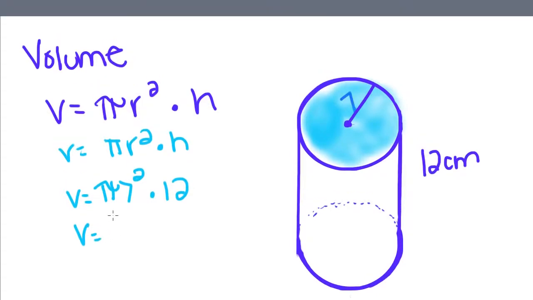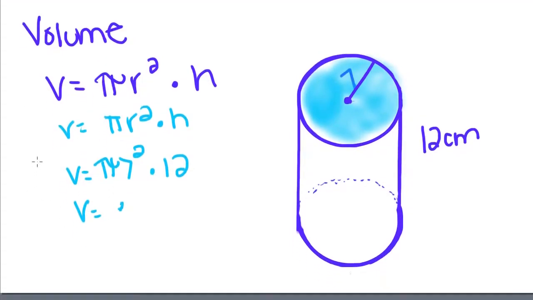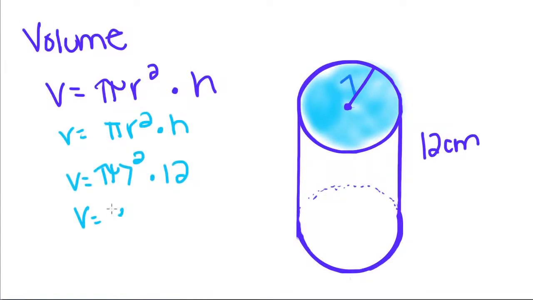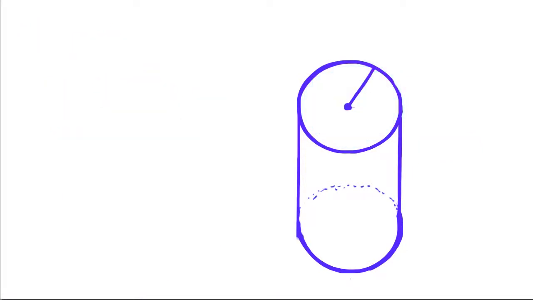So this is equal to 49 pi times 12, and those are kind of big, so I'm going to put those in the calculator. 49 times 12, so 588 pi. And I'm just going to leave the pi like that so that we give a more exact answer.